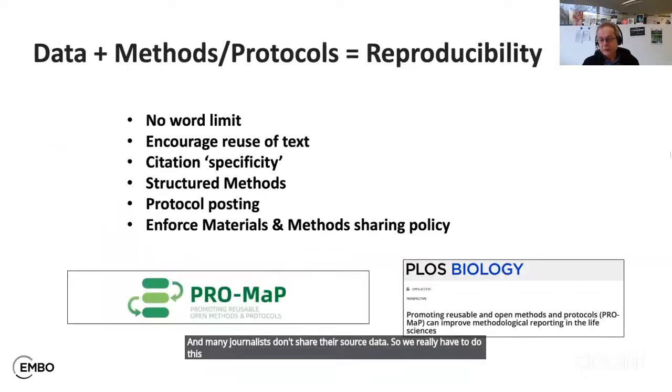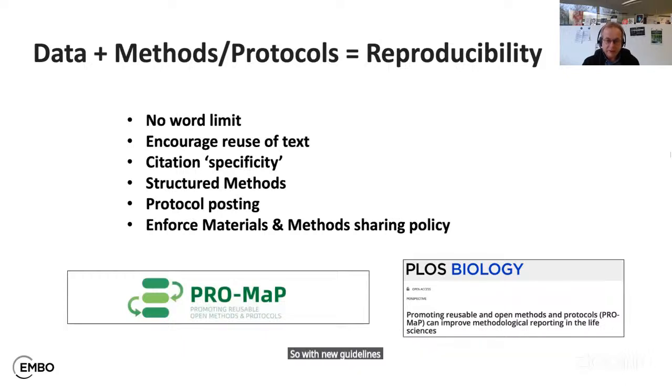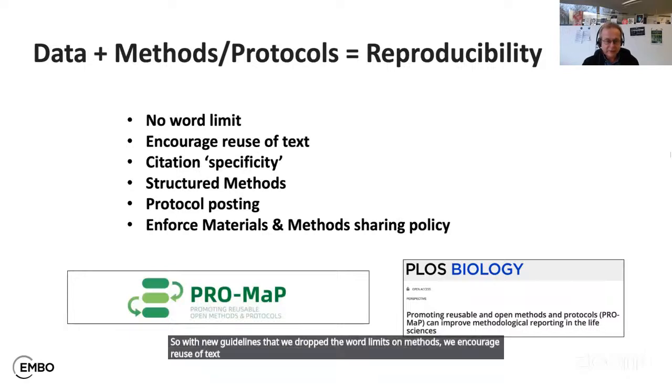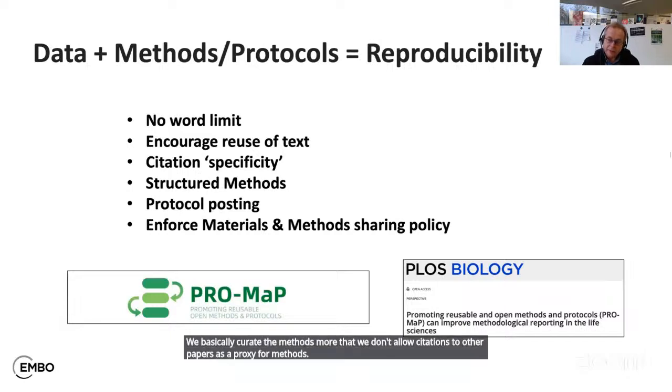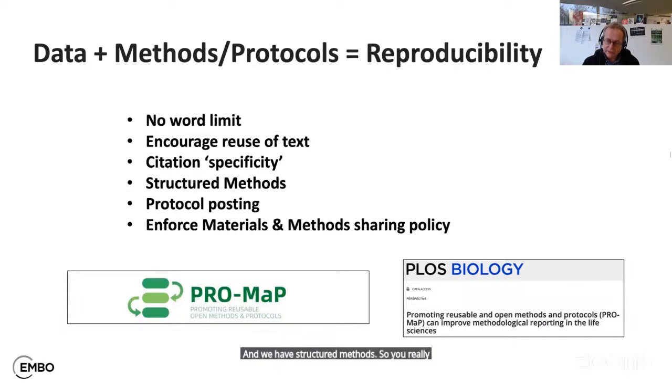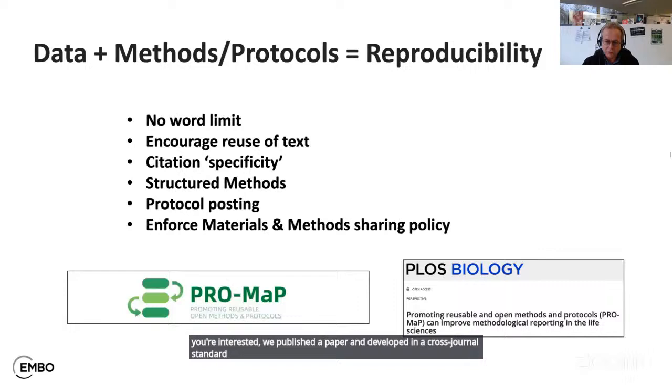I told you about the data. We're now focusing on methods. So we have new guidelines where we drop the word limits on methods. We encourage reuse of text. So outside the plagiarism screens, we basically curate the methods more, and we don't allow citations to other papers as a proxy for methods. And we have structured methods, so you really have to add structured details on the reagents. We have a reagents sharing table, and so on. So a lot of stuff in here. I don't have time to talk about it. If you're interested, we published a paper and developed a cross-journal standard together with the EU called ProMap, which we just published in PLOS Biology.